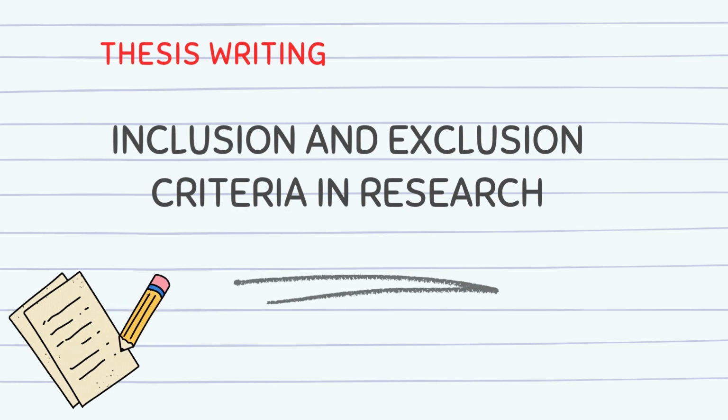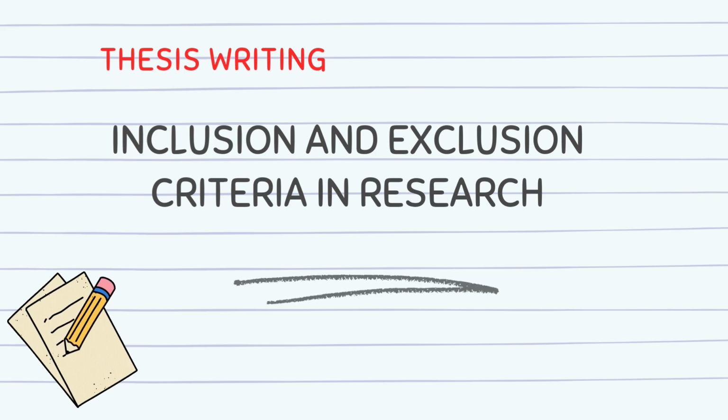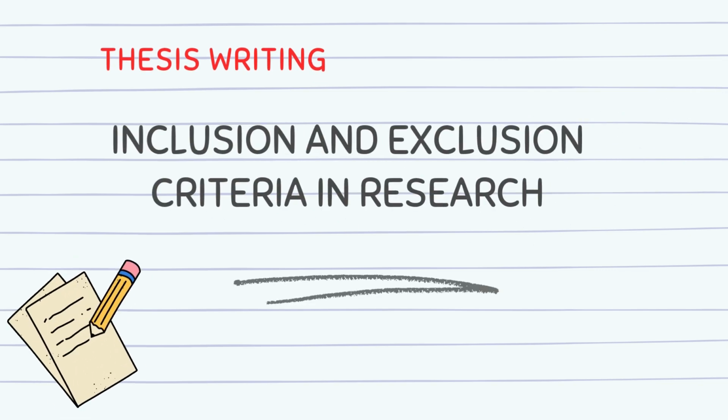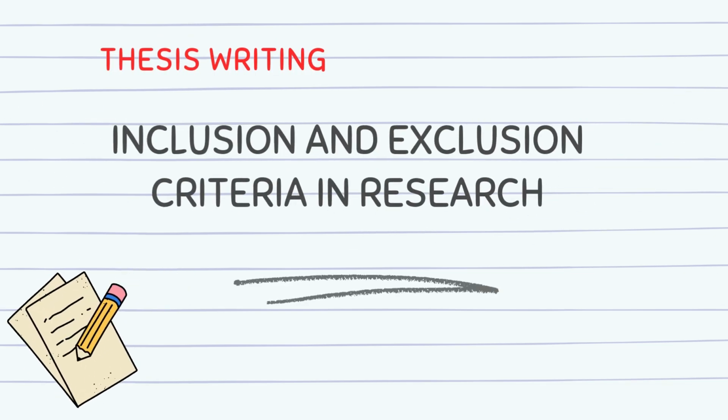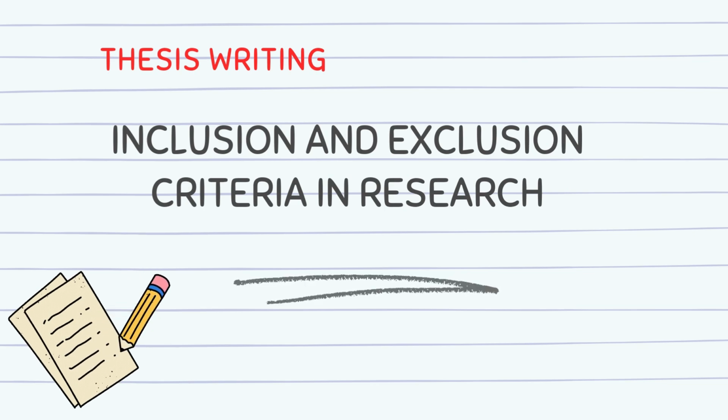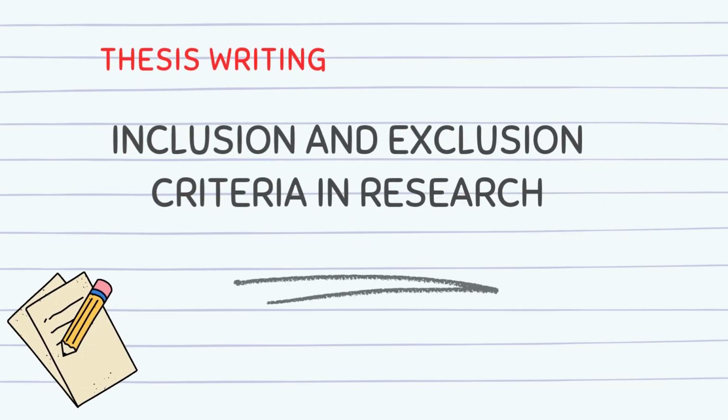Common mistake: being too broad. If your criteria are too general, you may gather too many variables, which makes your findings less focused. Common mistake: being too narrow. Too specific, and you might not get enough participants. It's all about balance. Be specific enough to be relevant, but broad enough to allow for participation.